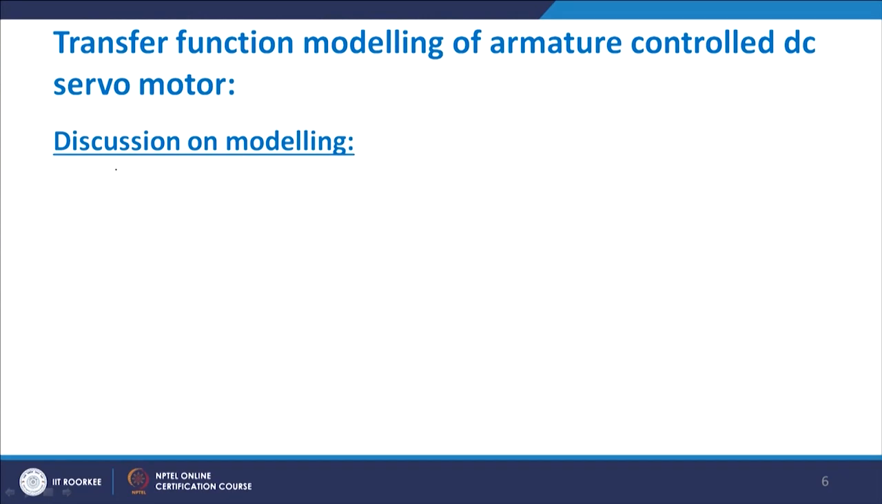So, first of all, I am drawing the circuit diagram of an armature control DC servo motor. In an armature control DC servo motor, or any motor, there is an armature resistance, then we have an inductor, and here are the brushes. These are brushes, this one and this one. This is the armature resistance, this is the inductor. Then we require a field winding. So, here we say armature winding, but here we need a field winding.